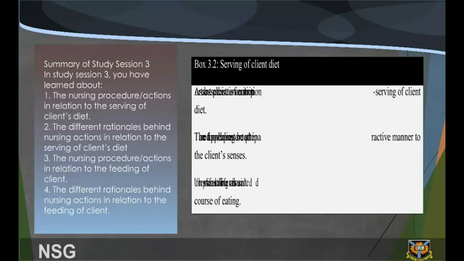Assessment is an important phase of nutrition-based intervention. Serving of clients' diet. The food must be prepared and presented in an appealing or attractive manner to the client's senses. Unpleasant visual stimuli and stressful life events must be avoided during the course of eating. End of Study Session 3.